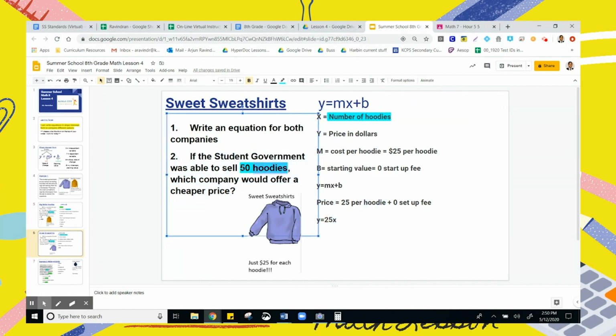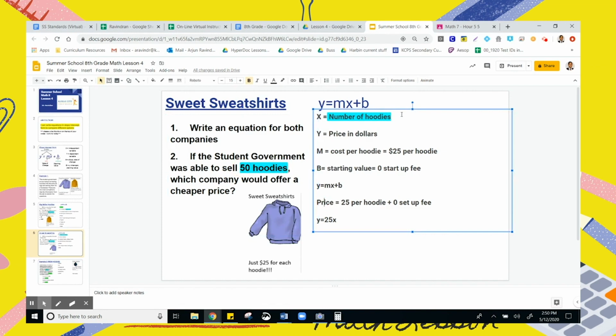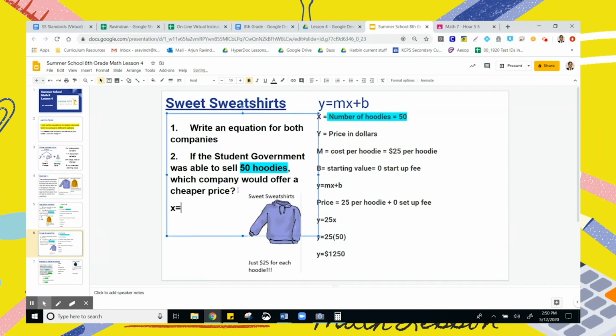Now let's talk about the price for 50 hoodies. That's going to go in place of X. Y is equal to 25 times 50. If you use a calculator or do it on paper, 25 times 50 is 1,250. What does that mean? That means that 50 hoodies costs $1,250.